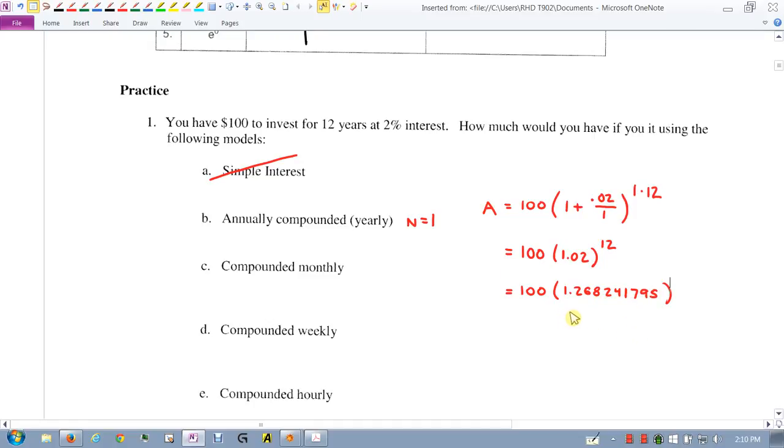Okay, then multiply that times 100. And that really, because of the way 100 behaves, it's just going to move the decimal point 2 places to the right. But if that number was something like 852, it wouldn't be so easy. You'd have to multiply it. So 126.82417. But this is money, and we can only go as far as the cents are concerned. So I'd say 126.82. And that's dollars, right?